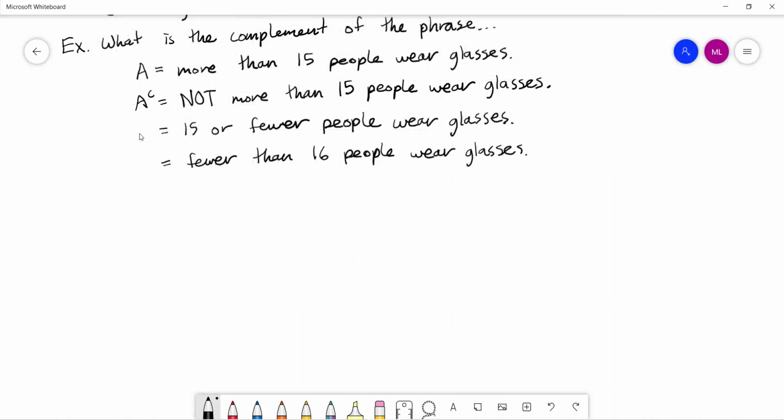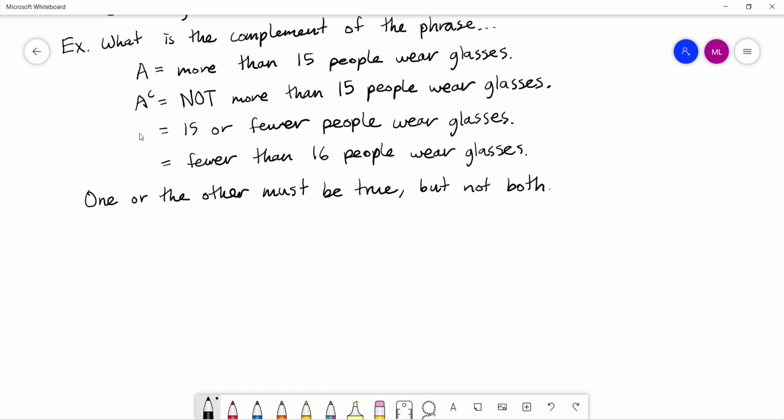That idea leads us to something called the rule of complements. So one or the other must be true. Either A is true, more than 15 people wear glasses, or A complement is true, 15 or fewer people wear glasses. One of them has to be true, but they can't both be true. So one or the other must be true. 100% of the time, one of them will be true, but never both.